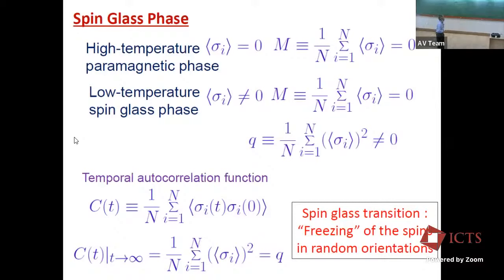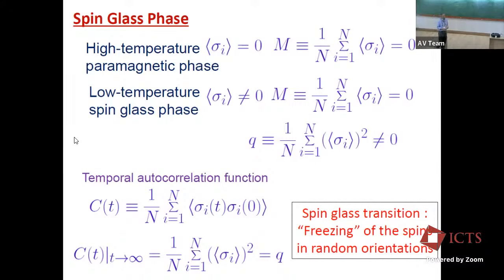So the Edwards Anderson order parameter can be thought of either this way or that way. These are essentially the same thing. Here we are looking at it from the temporal point of view: if I look at this autocorrelation function in the high temperature phase, this will go to zero, but in the low temperature phase, this will go to a non-zero value. And that's the same thing as this Edwards Anderson order parameter, which is the average value of the square of the spin averages.